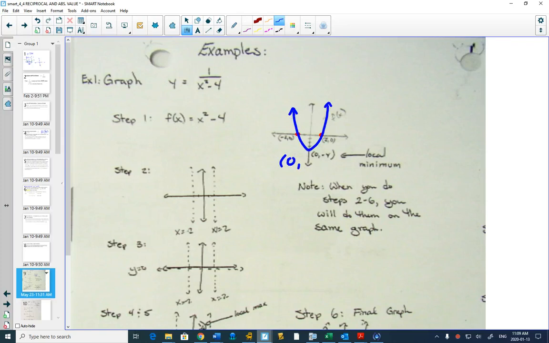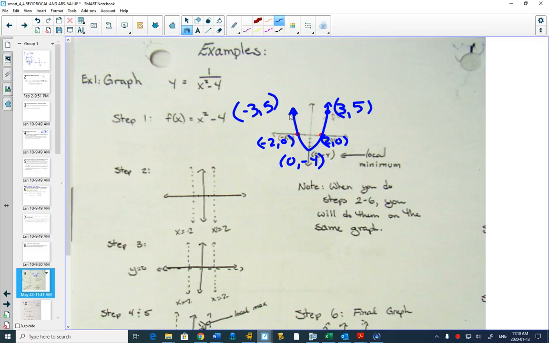It has the vertex at (0, -4), an x-intercept at (2, 0), and one at (-2, 0). Could you find other nice points? Yes, right? You could plug in 3. You would get (3, 5). Same thing over here, you'd get (-3, 5). You could plug in 1.